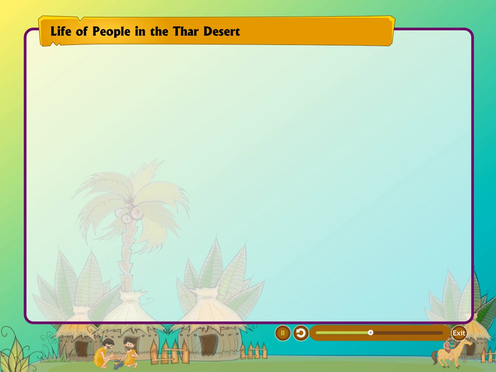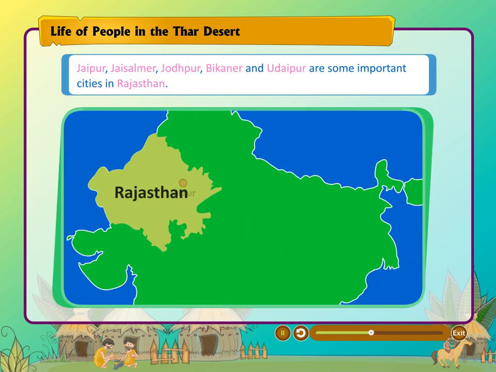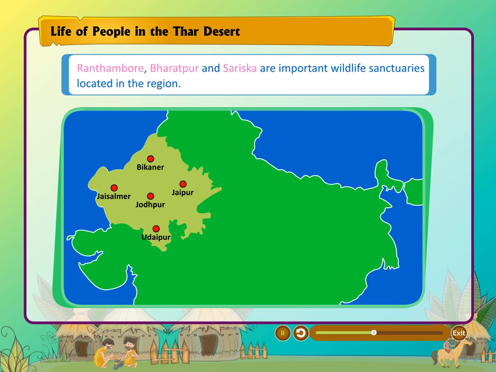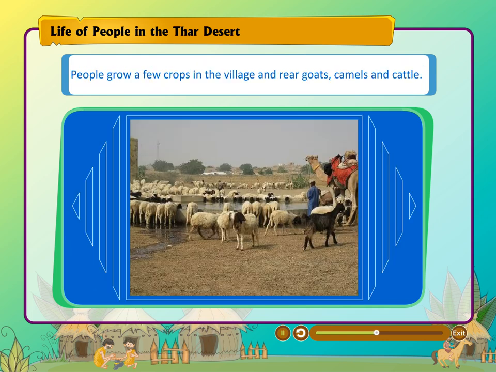Life of people in the Thar Desert. Jaipur, Jaisalmer, Jodhpur, Bikaner and Udaipur are some important cities in Rajasthan. Ranthambore, Bharatpur and Sariska are important wildlife sanctuaries located in the region. People grow a few crops in the village and rear goats, camels and cattle.